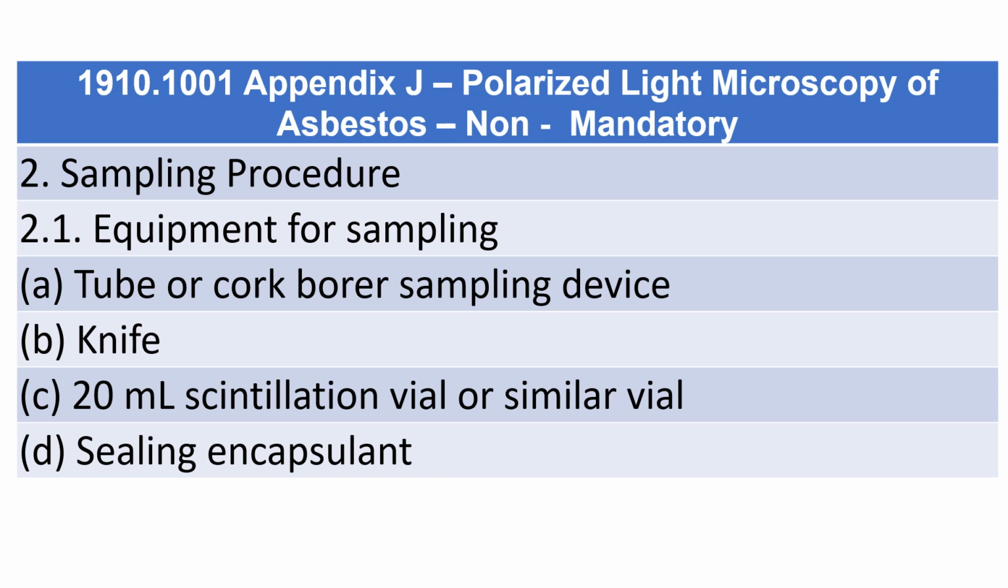2. Sampling procedure. 2.1. Equipment for sampling. A. Tube or cork borer sampling device. B. Knife. C. 20 ml scintillation vial or similar vial. D. Sealing encapsulant.